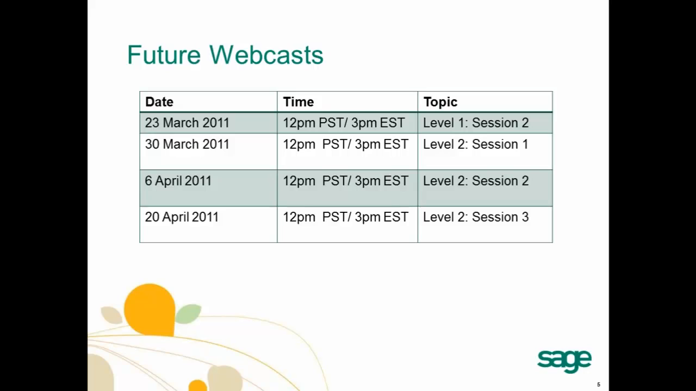Just a reminder about future webinars that we're going to be doing, future topics as far as this learning program is concerned. 23rd of March, same time, 12 p.m. Pacific Daylight Time, that actually should be. Level 1, Session 2, then we'll be moving on to more advanced report writing through our Level 2 sessions. There are 3 sessions there, so we'll take you from the basics, from the ground up, into more advanced report writing.